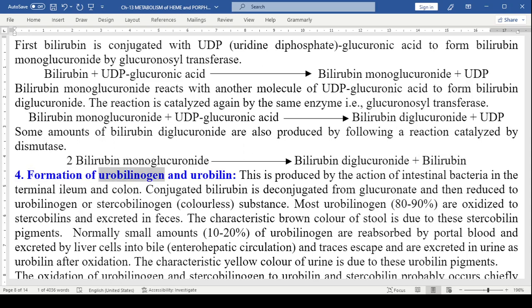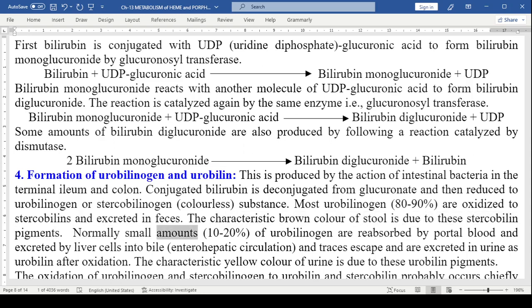4. Formation of urobilinogen and urobilin. This is produced by the action of intestinal bacteria in the terminal ileum and colon. Conjugated bilirubin is deconjugated from glucuronate and then reduced to urobilinogen or stercobilinogen, colorless substances. Most urobilinogen, 80 to 90%, is oxidized to stercobilins and excreted in feces. The characteristic brown color of stool is due to these stercobilin pigments.